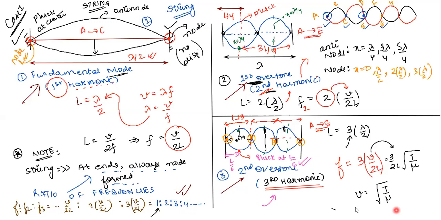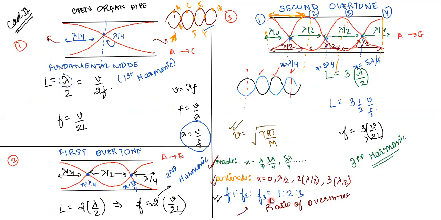Yes, sir. So here also, when I'm writing ratio of overtones, I will not bring 1 here. This will not be there. I'll correct this part basically. Let us write it in both aspects. We'll write ratio of frequencies and ratio of overtones.